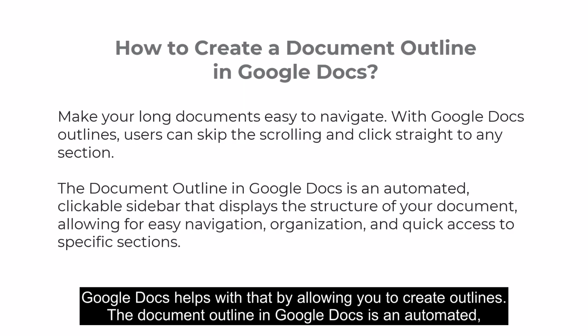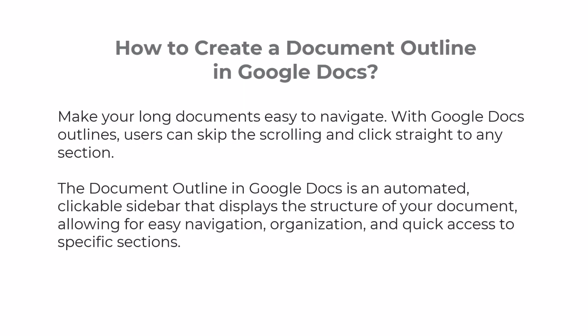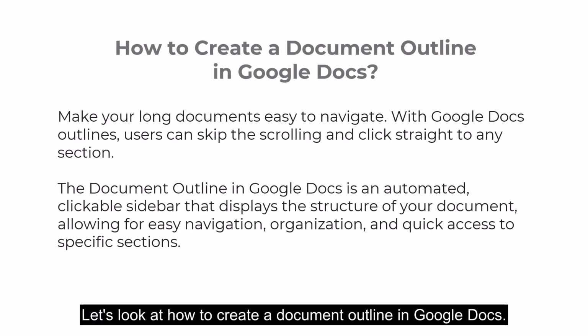The document outline in Google Docs is an automated, clickable sidebar that displays the structure of your document, allowing for easy navigation, organization, and quick access to specific sections. Let's look at how to create a document outline in Google Docs.